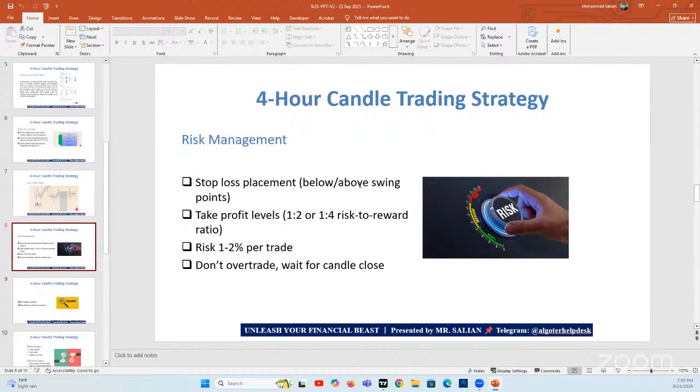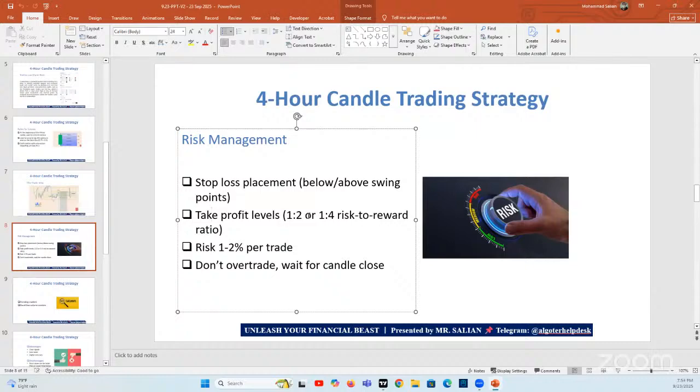Risk management, stop loss placement: below or above the swing points, which we always do. Take profit targets 1:2 or 1:4. Since we are dealing with the 4-hour, there's more chance price can go hundreds of pips either way. That's your risk to reward ratio. Risk 1 or 2% per trade. As I always advise you, always risk 1 to 2% of your capital.